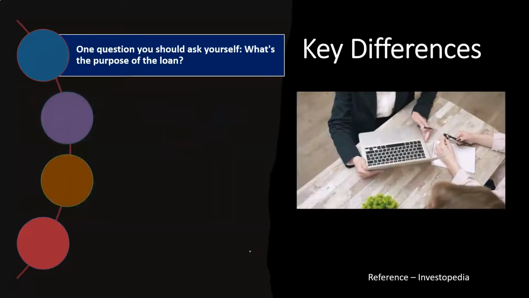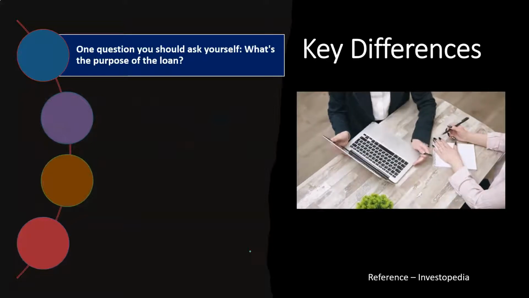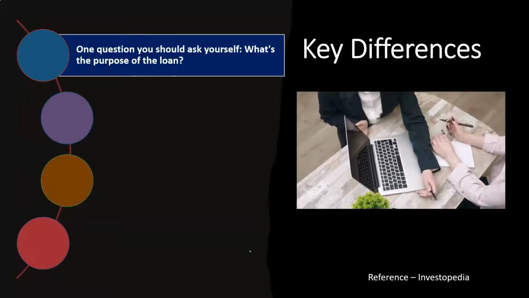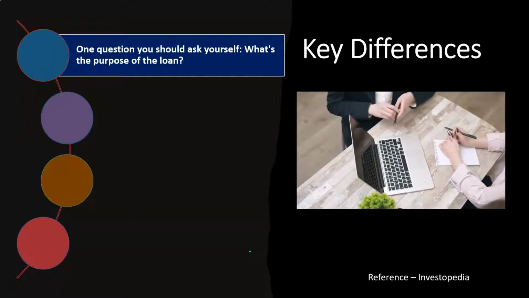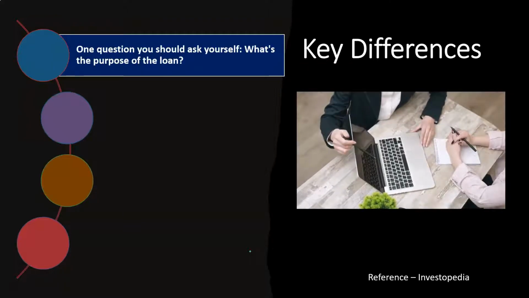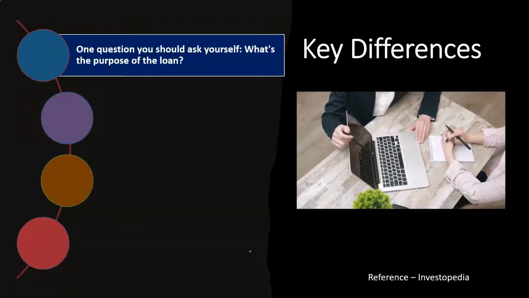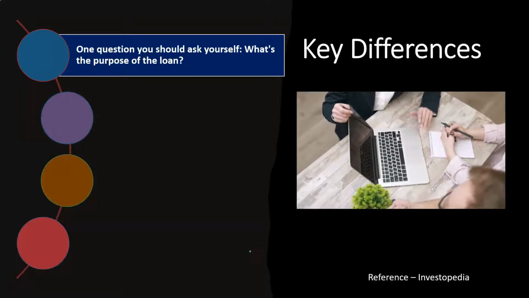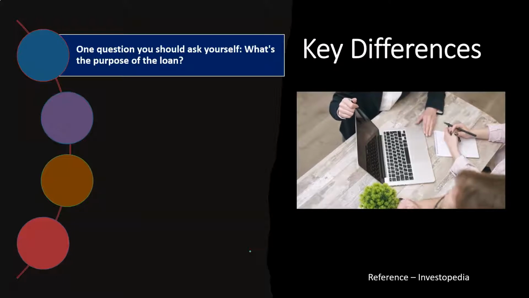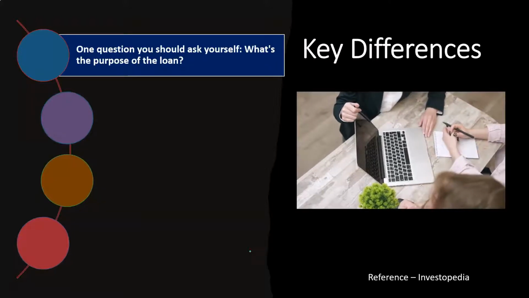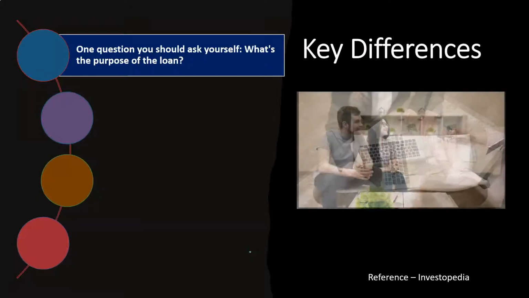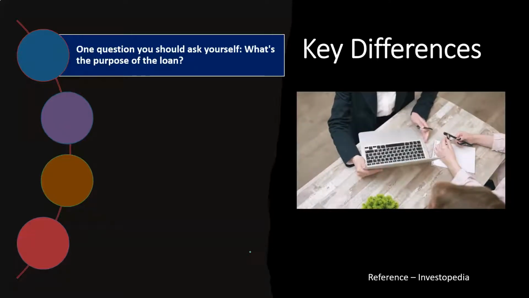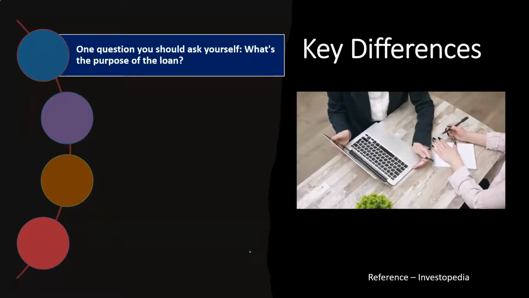Key differences continued. One question you should ask yourself: what's the purpose of the loan? Meaning, what am I using the loan for? Do I need a HELOC or do I need a loan? Do I need the money right now? Is the money necessary? Am I building a project onto my house, or am I consolidating debt where I need the funds at this point in time? Can I determine exactly what those funds are and therefore have a fixed amount, or is there uncertainty?